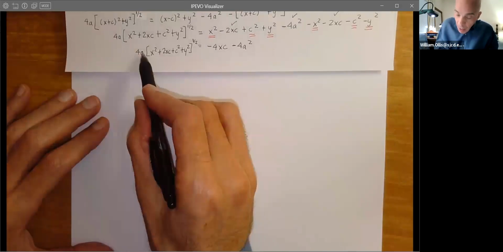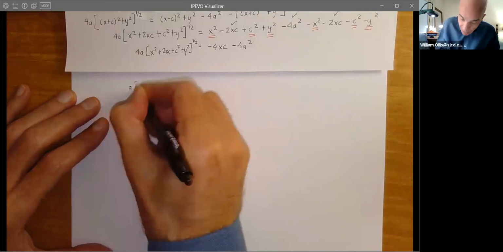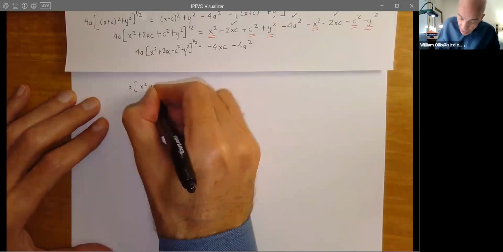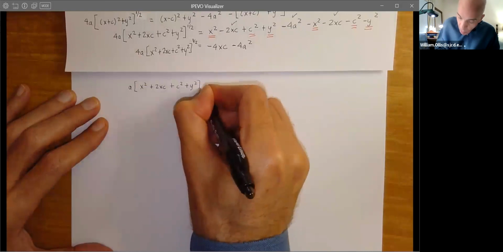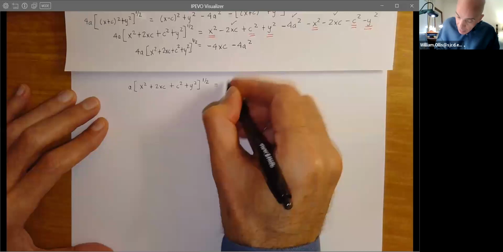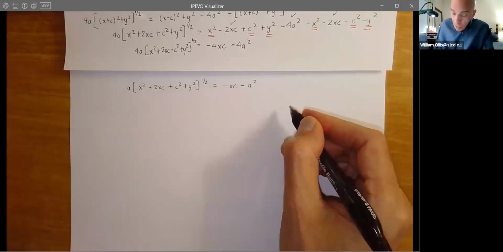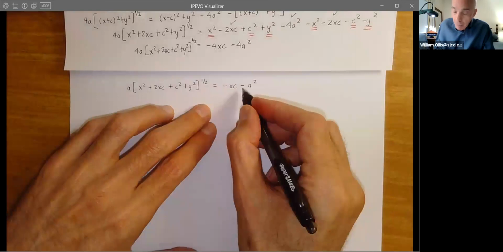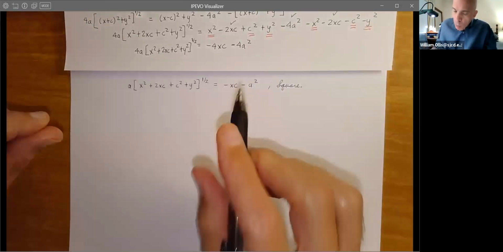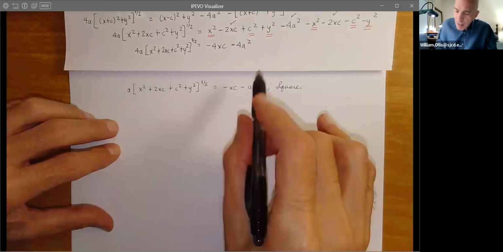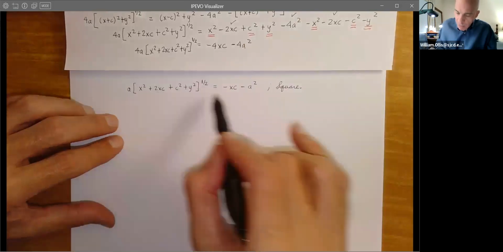So now notice the 4's all absorb. So let's do that. So that's going to be an a times x squared plus 2xc plus c squared plus y squared to the 1/2 equals a negative xc minus a squared. So now what we can do, if you like, is just go ahead and square both sides again. Now, one thing that you notice about all of this is that when we look at what we have, it just mimics everything we've done before. So let's go ahead and square.